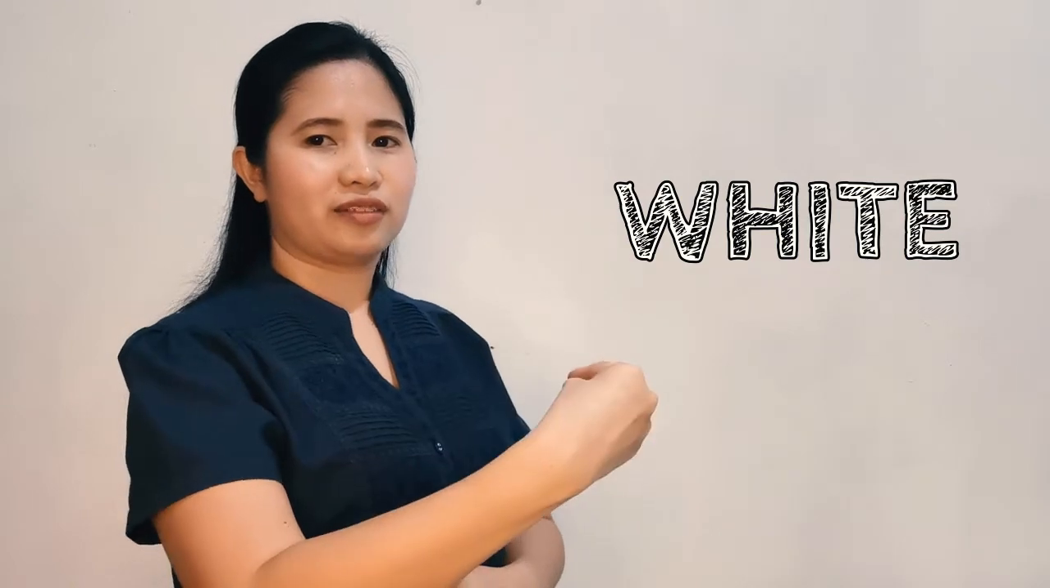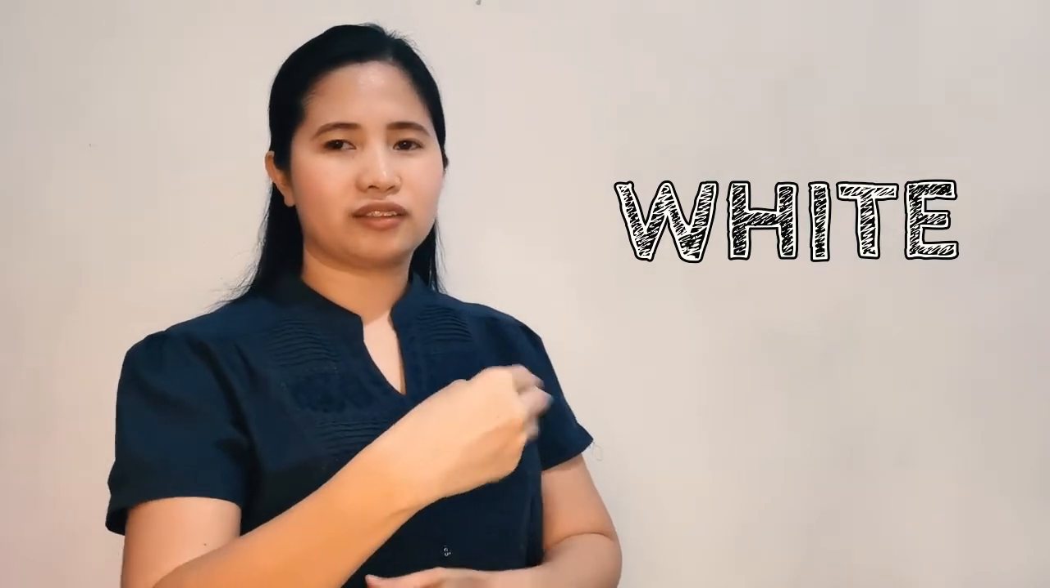Brown. Okay, brown. This is how we sign white. So this is the palm, and we will just look like this. White. This is how we sign black. Black. This is how we sign gray. Gray.